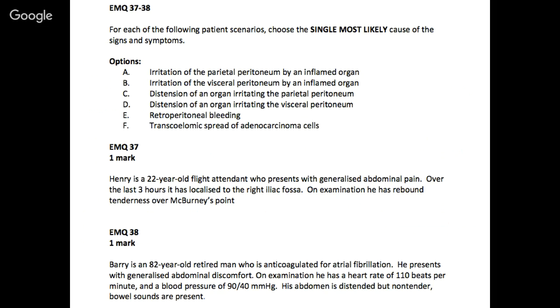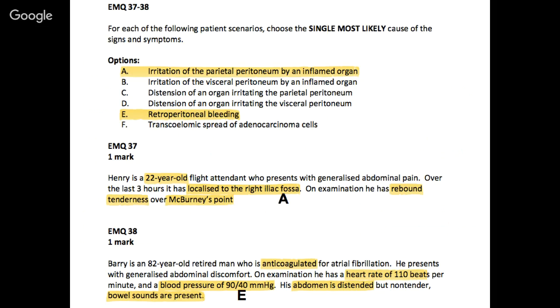Okay, so question EMQ 37 is appendicitis. You've got rebound tenderness over McBurney's point. So it's irritation of what peritoneum? Parietal, yeah, because that's the one that has the innervation by an inflamed organ. And 38? E, good, excellent, Eva. Retroperitoneal bleeding. He's already on anticoagulation, so that's going to exacerbate any bleeding that's occurring. He's tachycardic and hypotensive, okay, which are classic signs of bleeding.